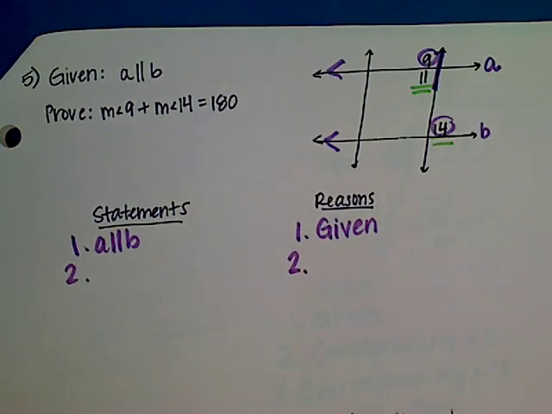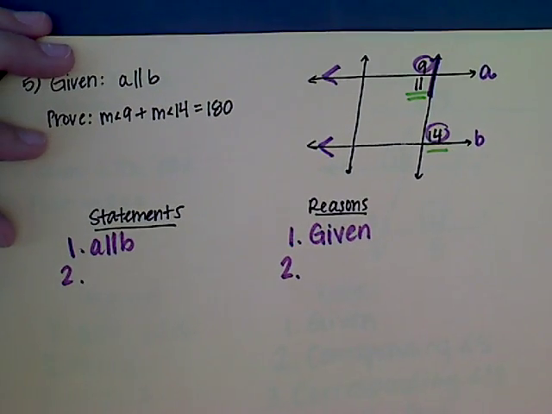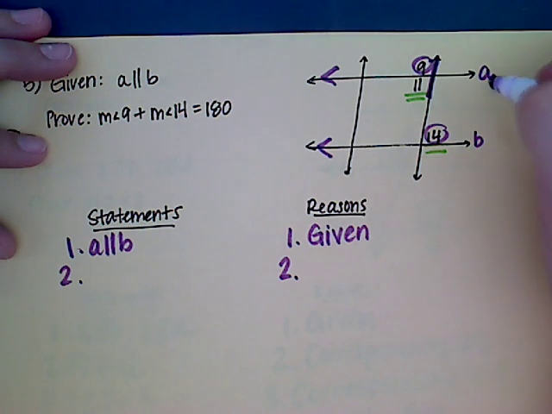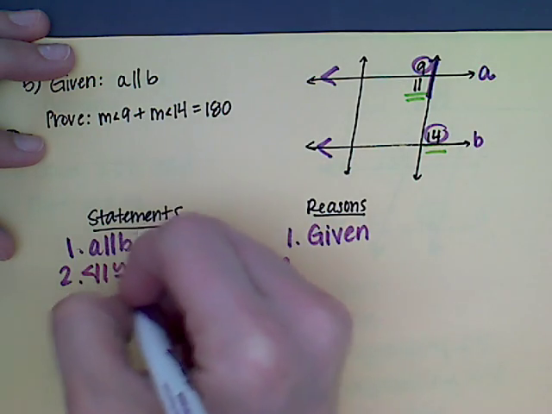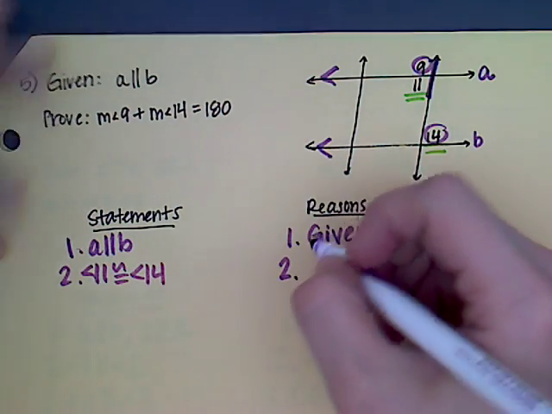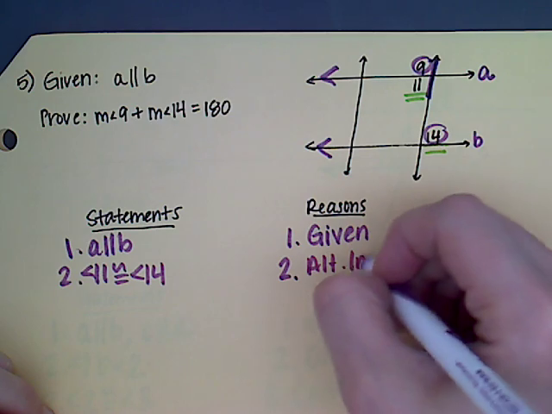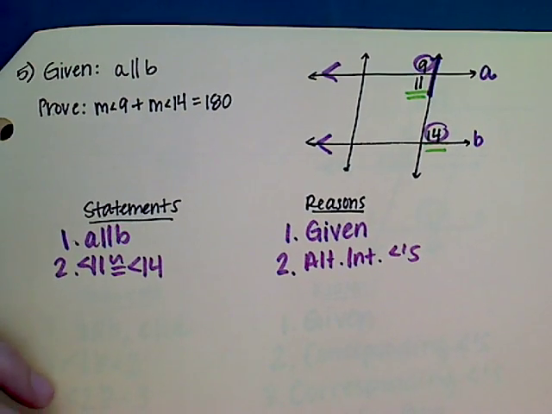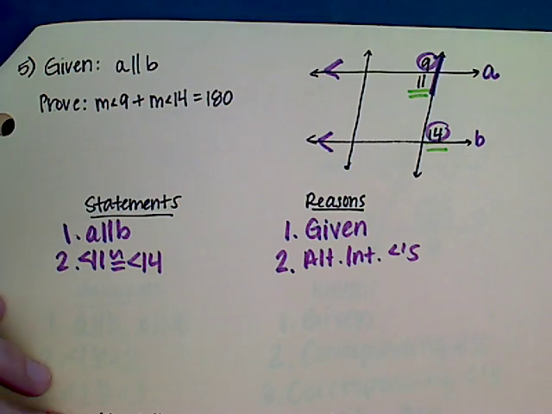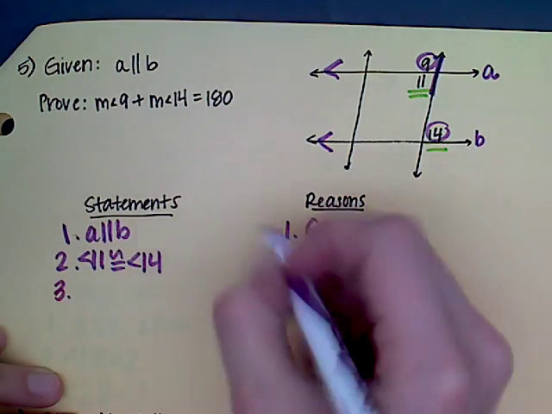Because I know that A is parallel to B, we need to think about what we can conclude. If A is parallel to B, we can use any of those angle measures. I can say 11 is congruent to 14 because they are alternate interior angles. Remember, when you're told something's parallel, you can conclude something about one of those angle relationships.